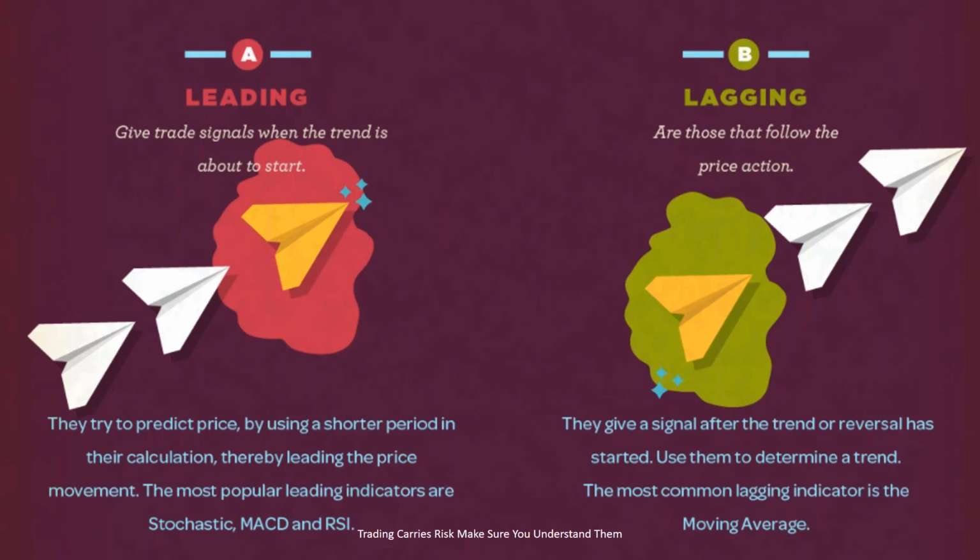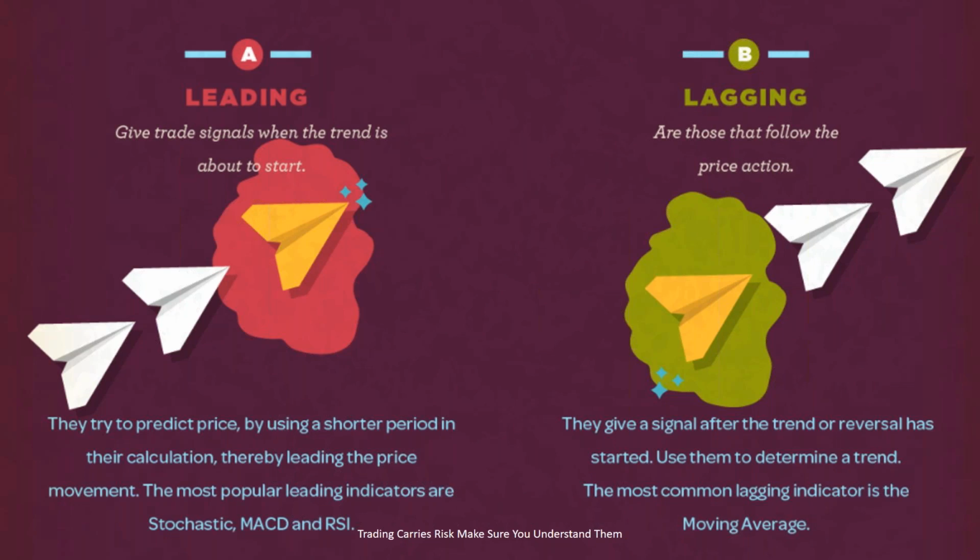So remember, a leading indicator gives trade signals when the trend is about to start. They try to predict price by using a shorter period in their calculation, thereby leading the price movement. So the most popular leading indicators are stochastics, MACD, and RSI. Now they all fall into the group of leading indicators. But this is why MACD becomes a little bit confusing, because MACD is a 4-level derivative. And there are many ways to use MACD. It's got 3 completely different interpretations. And this is why it's one of my favorite indicators, because it will cover most of the markets for you.